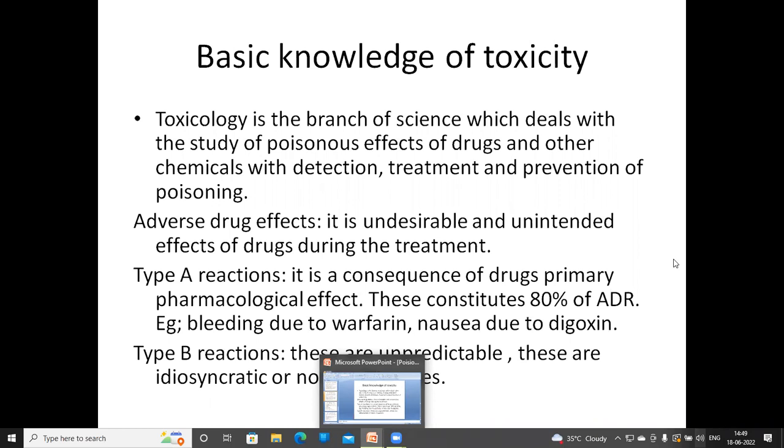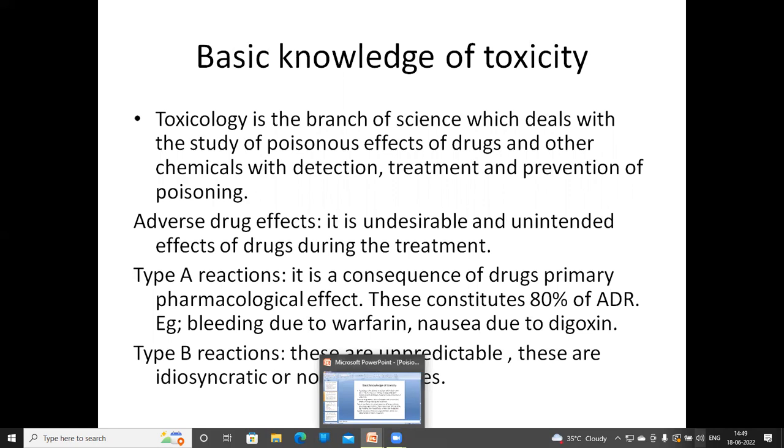So, toxicology is a branch of science which deals with the study of poisonous effects of drugs, the study of toxic effects of drugs and other chemicals, and also with the detection, treatment, and prevention of toxic effects or of poisoning. This is the branch which is called toxicology. Again, toxicology is a branch of science which deals with the study of toxic effects of drugs and chemicals, and also with the detection, treatment, and prevention of poisoning.